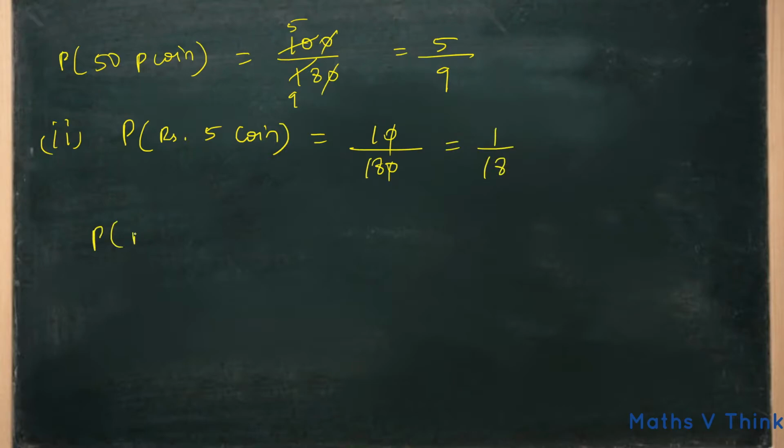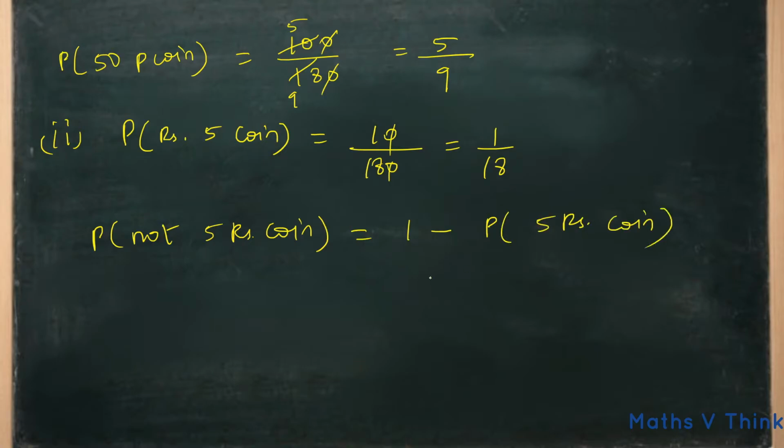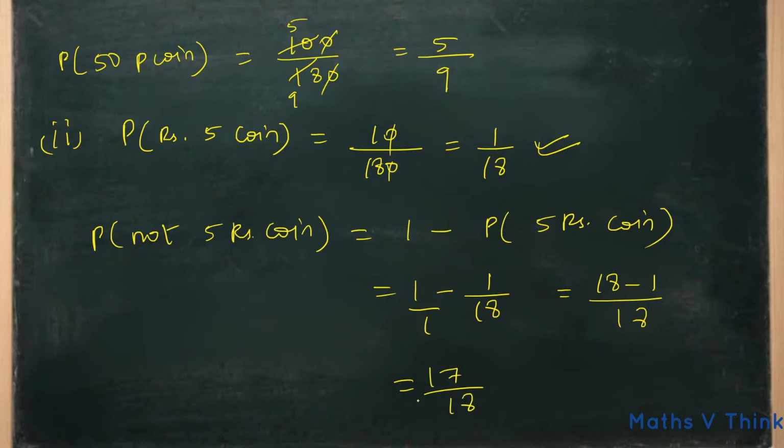So the probability of not a 5 rupee coin is equal to 1 minus the probability of a 5 rupee coin. So 1 minus 1 by 18 is equal to 18 minus 1 by 18, that is 17 by 18. So the probability of not a 5 rupee coin is 17 by 18.